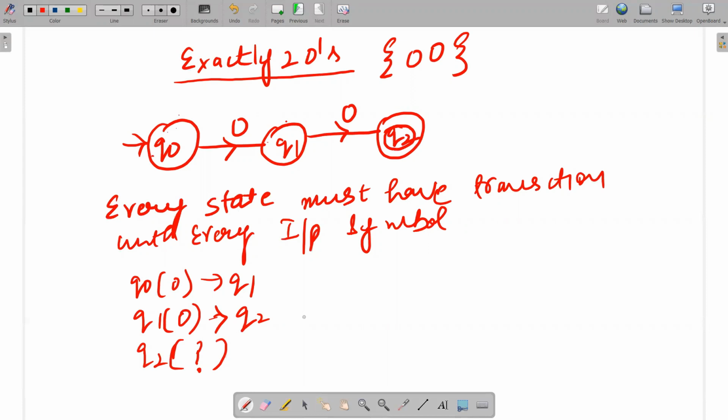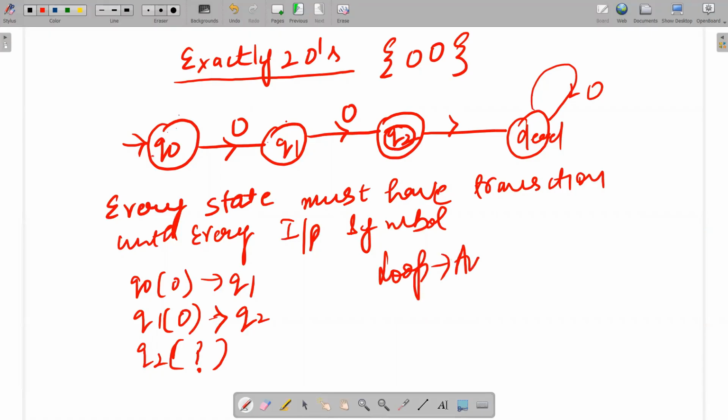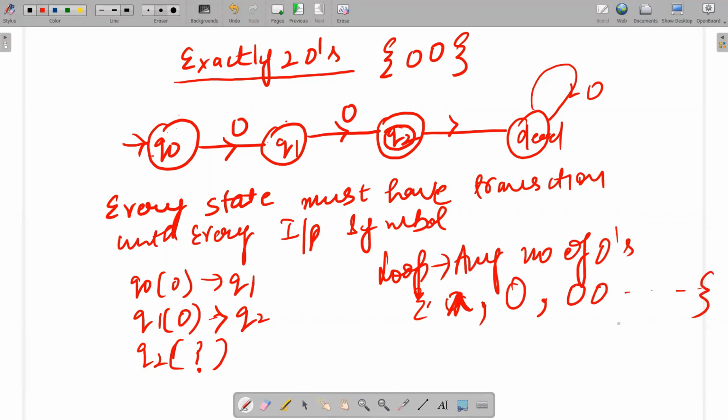To represent the transition, although it will not be a valid one, we will create a dead state. Let's say create a dead state and create a loop of 0. What do you mean by loop? Loop means any number of zeros. Any number of zeros means null zeros, then a single zero, then two zeros. It can be anything.